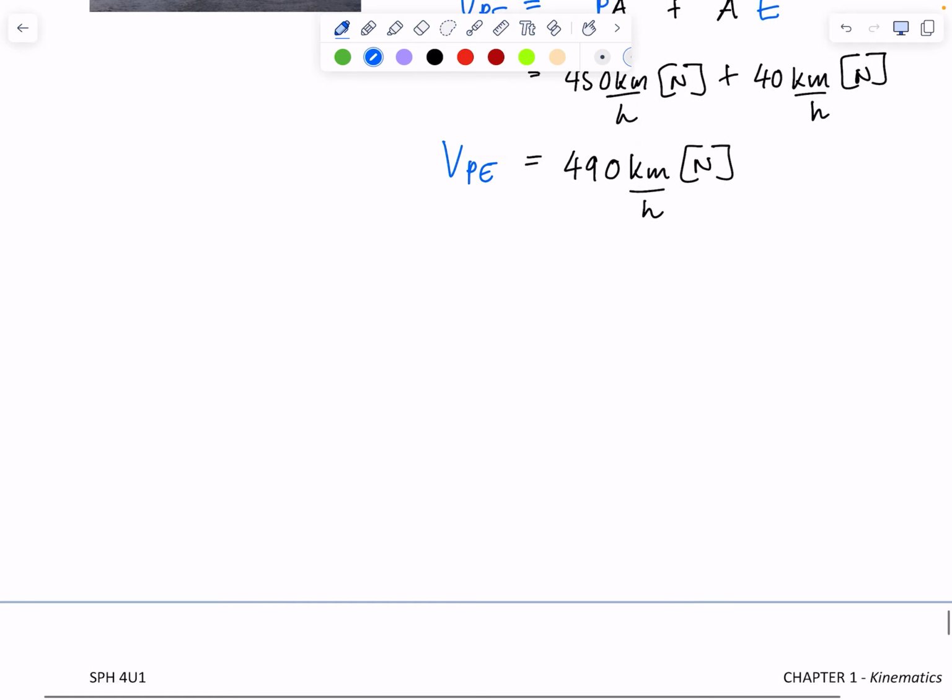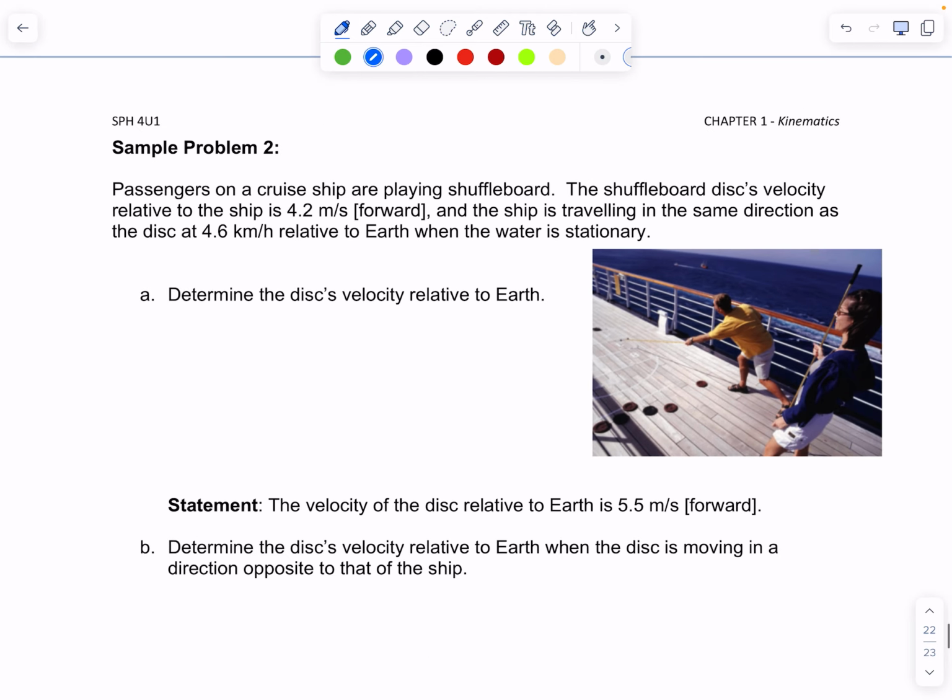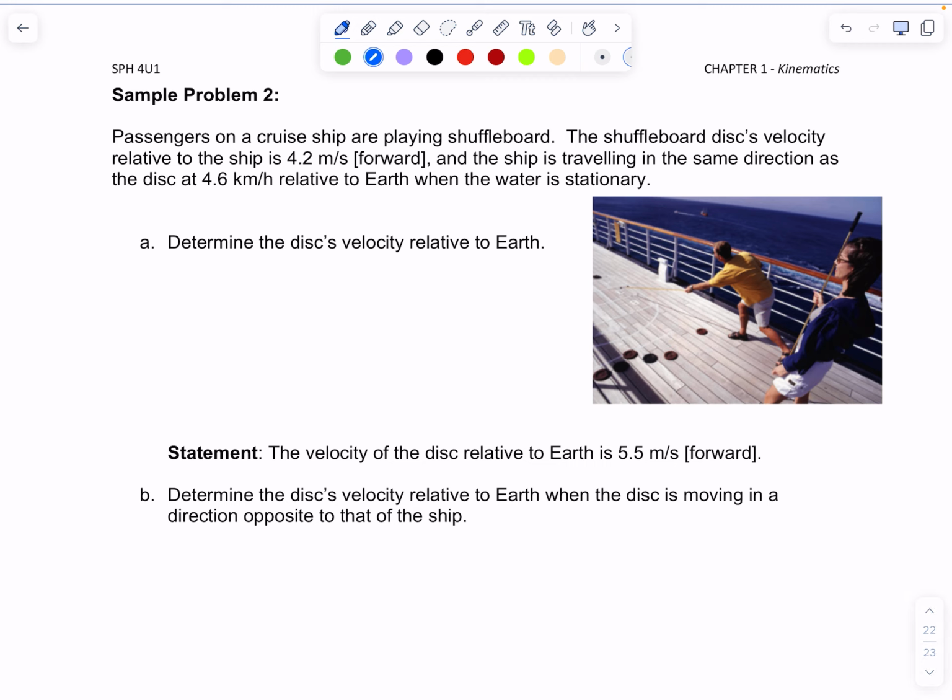Let's look at sample problem number 2. Passengers on a cruise ship are playing shuffleboard. The shuffleboard disk's velocity relative to the ship is 4.2 meters per second forward, and the ship is traveling in the same direction as the disk at 4.6 kilometers per hour relative to the Earth. And this is when the water is stationary.